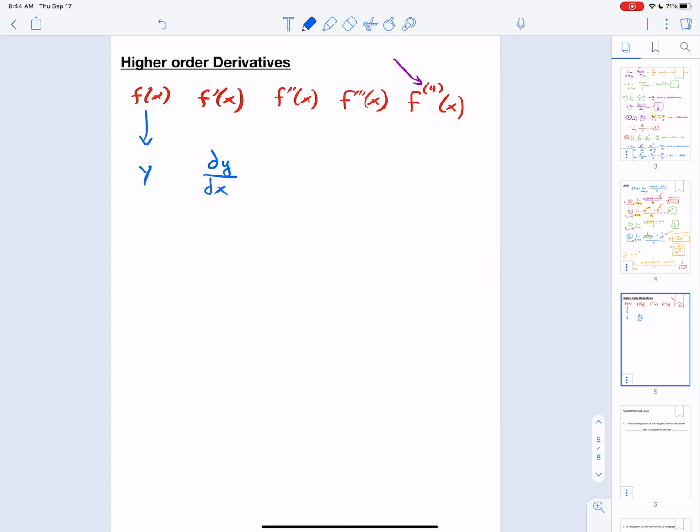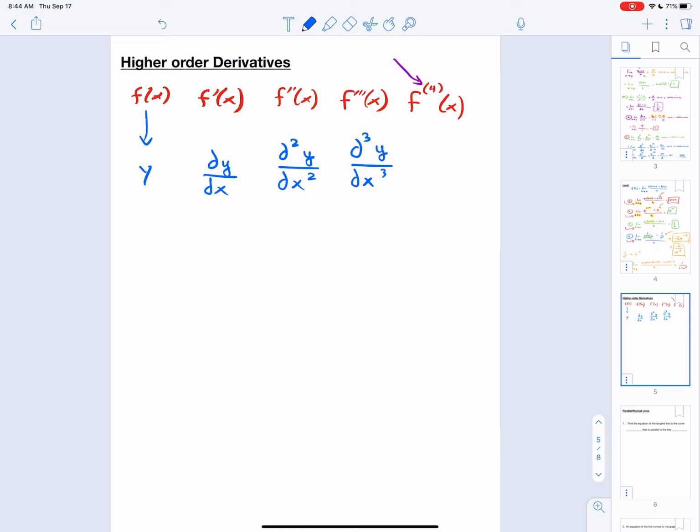Now, when you get to the second, third, and fourth one, pay close attention to how I write this because I didn't make a mistake, okay? The second derivative would be the second derivative of y with respect to x twice. Notice the placement of the 2's. All right? The third derivative would be the third derivative of y with respect to x 3 times.